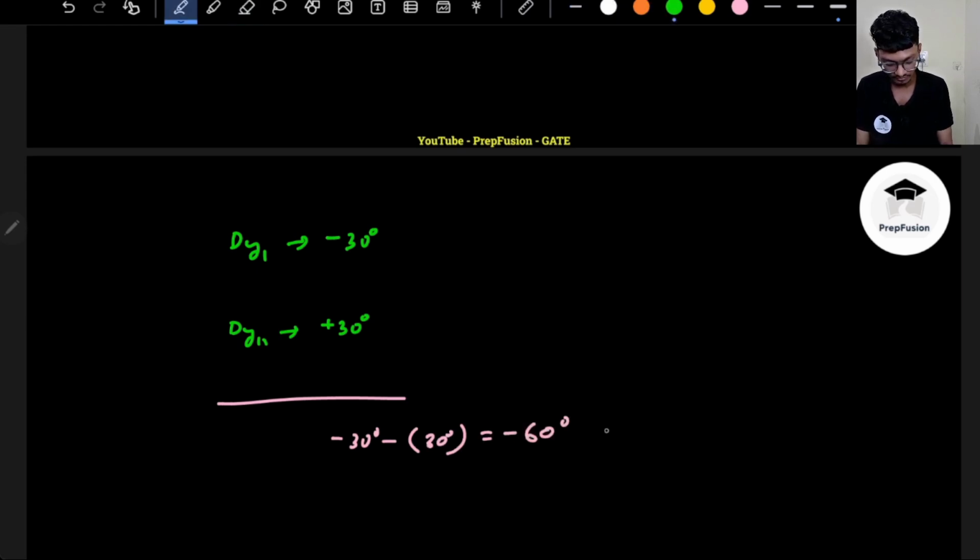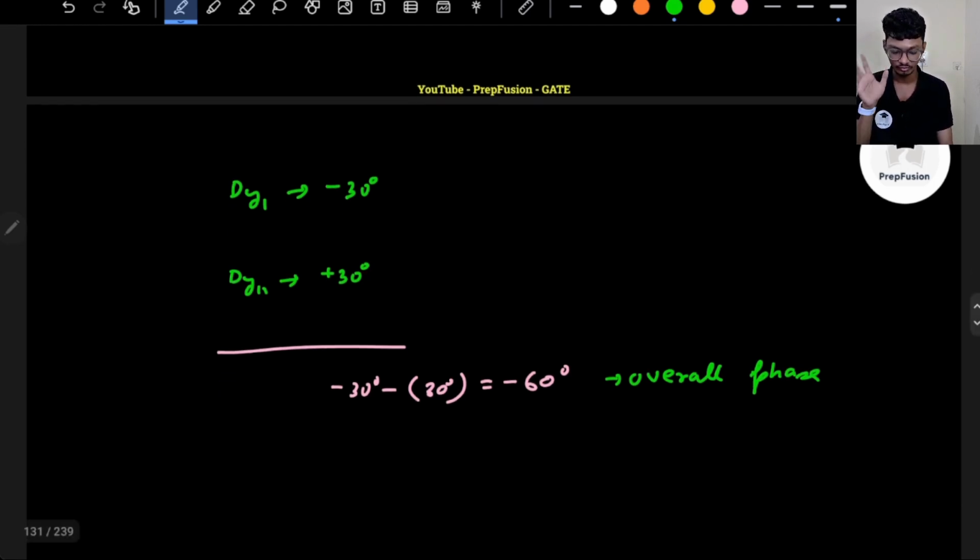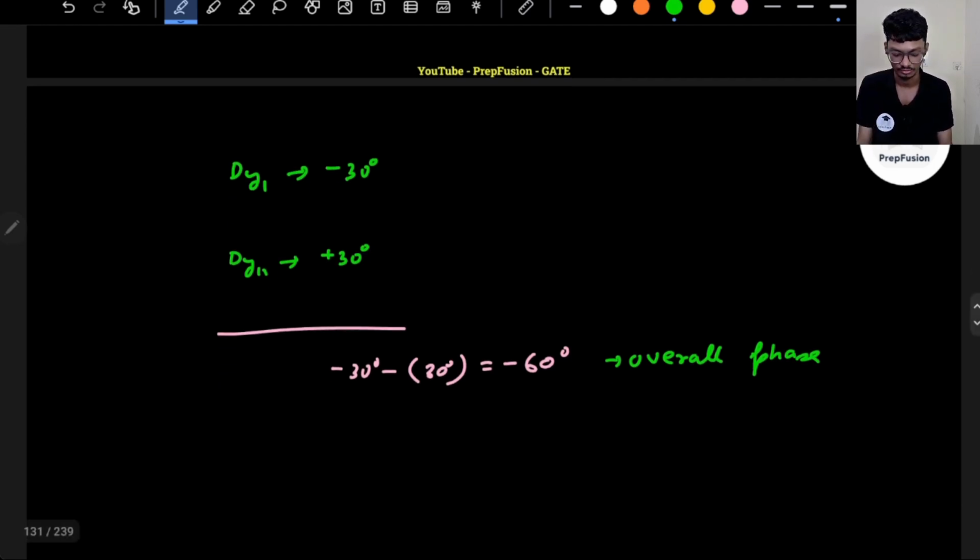So this is my overall phase difference, or like they have asked me the magnitude, so 60 degrees will be that phase difference, minus or plus does not matter. So this is my overall phase difference between the secondary voltages. So without even explaining anything, we were able to solve a very basic and simple question.